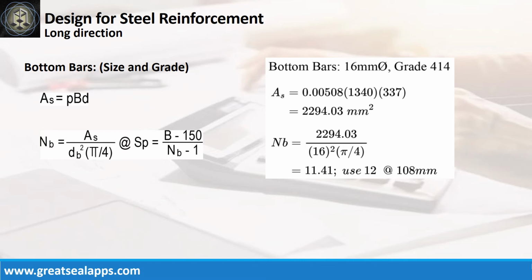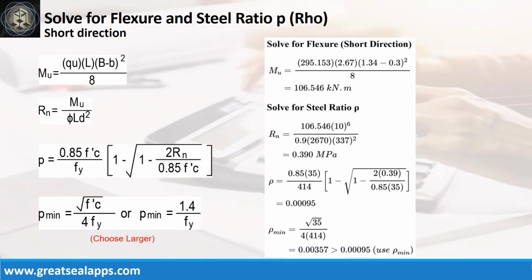Continue at long direction. Given Rho equals 0.00508, B equals 1340 mm, and D equals 337 mm, the area of steel for long direction bars is 2294.03 square millimeters, and the number of bars for 16 mm bar is 12.